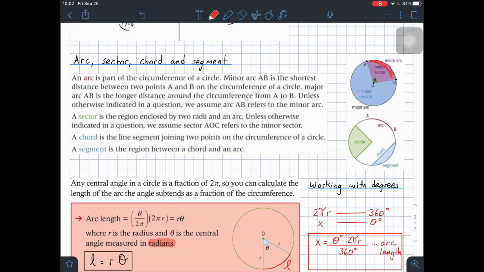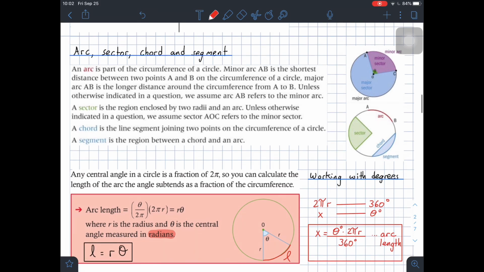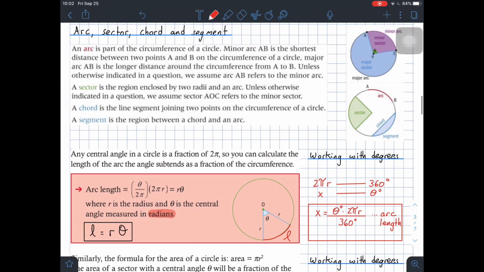So this is the minor arc. But if I consider this arc, this would be the major arc. Then it says, unless otherwise indicated in a question, we assume arc AB refers to a minor arc. So we are always going to be working with the minor arc unless the exercise tells me the opposite.